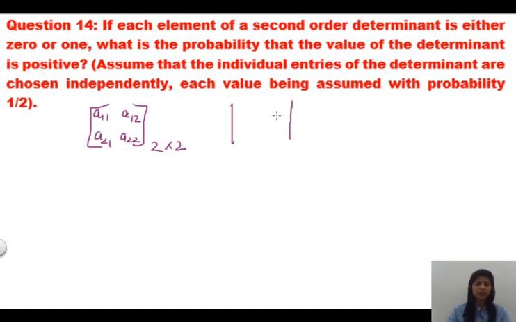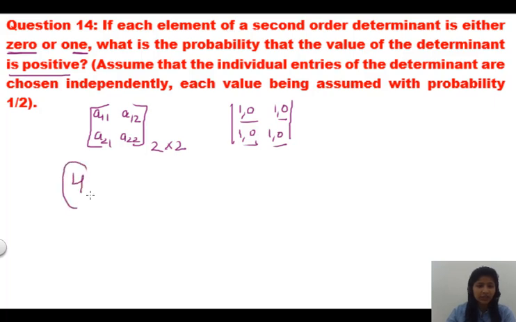For each of the four elements, they are saying we have either 1 or 0. So here 1 can come, 0 can come. At all the four places, these are the options that we have, either 1 or 0, right? They are asking what is the probability that the value of the determinant is positive. We have to find out that the determinant value is positive. So as you can see, there are four elements, and for each element we have two options, either 1 or 0.